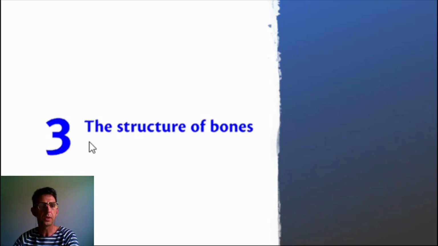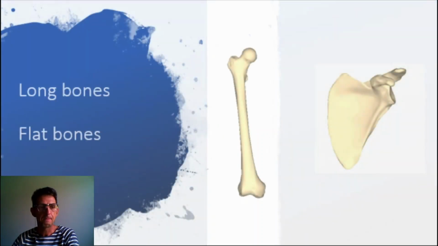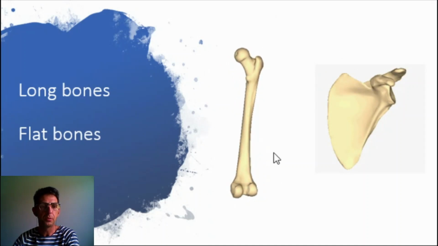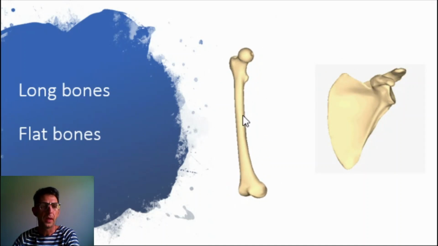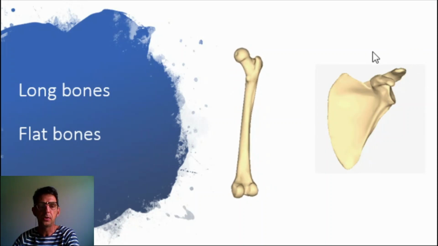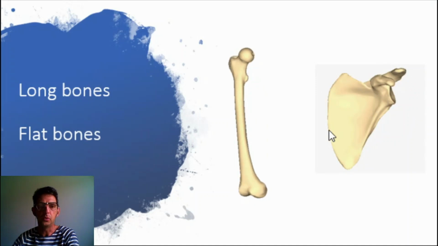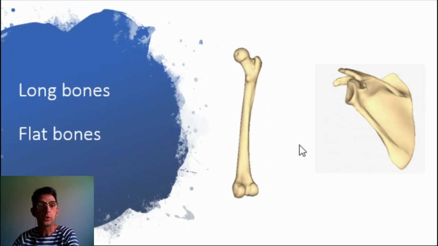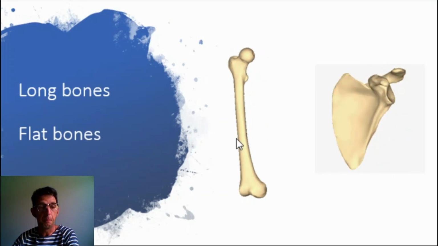Today we're going to look at the structure of bones in the skeleton. In your skeleton you will find long bones like the femur, or the thigh bone, and you will find flat bones like your shoulder blade or the hip bones in your pelvis. They have of course different functions and therefore they are differently built.